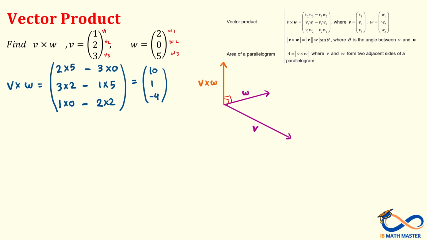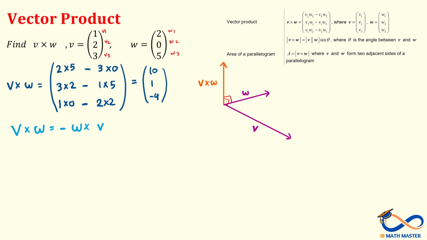Also keep in mind that in vector product, the order between two vectors matters. So here we did v multiplied by w. What if we did w multiplied by v? Of course, in that case, the answer will be different. It will be the opposite direction of this vector. It will be like this.